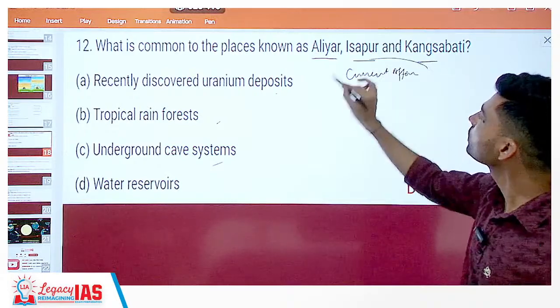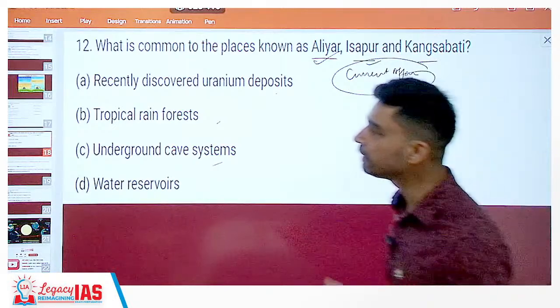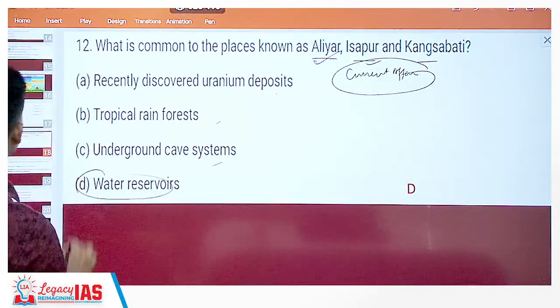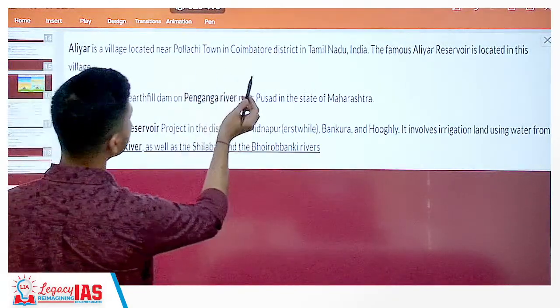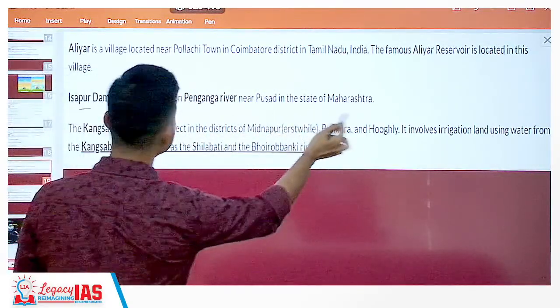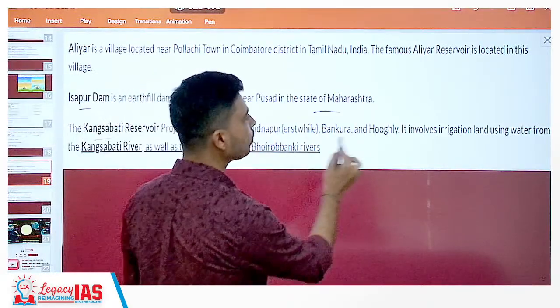Actually, all these three regions, that is Aliyar, Isapur and Kangsabati, are known for their water reservoirs. Basically, Aliyar is a village located in the Pollachi town in Tamil Nadu. Apart from that, Isapur is in the state of Maharashtra. Kangsabati reservoir is situated in Midnapur, Bankura and Hooghly.